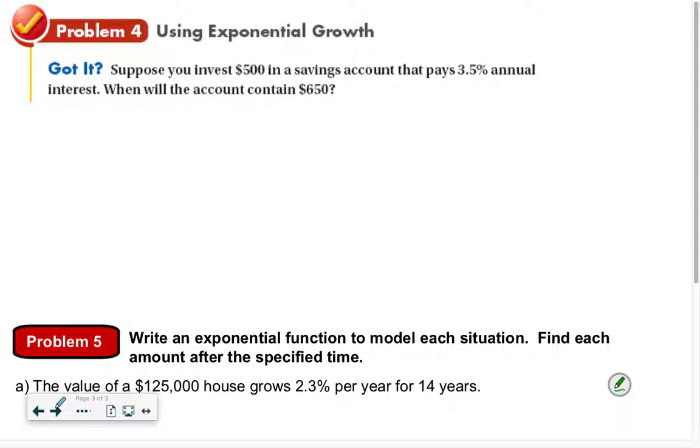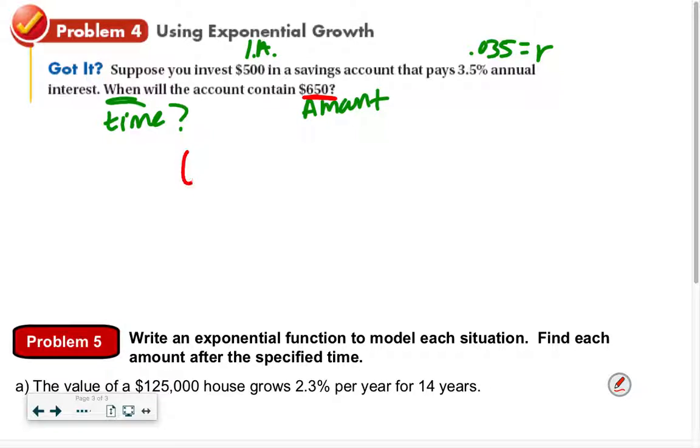What's my $500? My initial amount, yep. What's my rate? Good. What's this 650? It's not my initial amount. What is it? My ending amount. Yeah, the stuff that we put on the left. And I'm looking for when, so I'm looking for a time. So plug it in our calculator. This is my ending amount, so it goes out on our left.